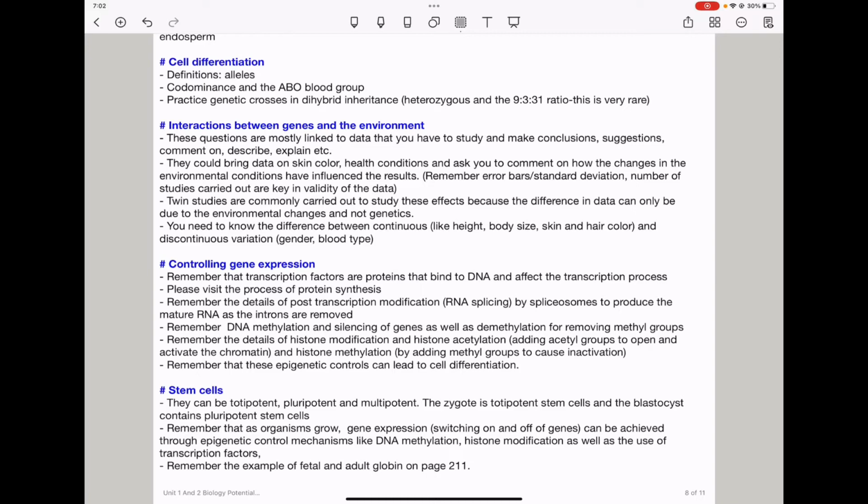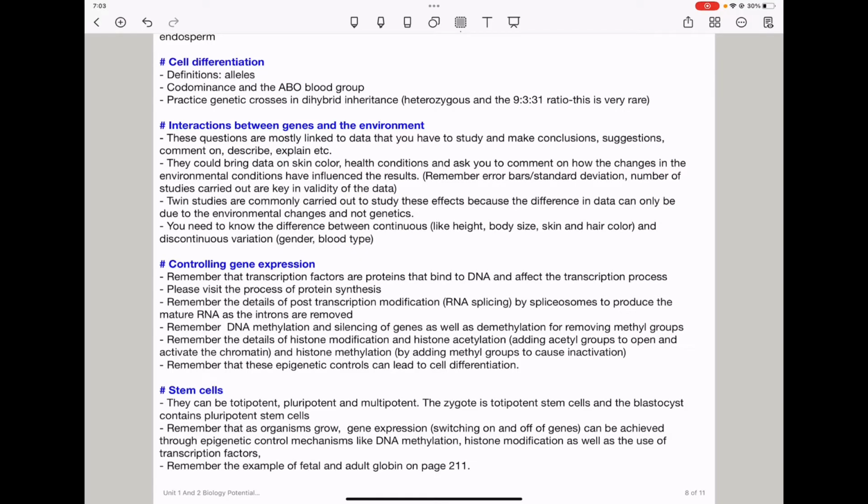Going on to stem cells, and these questions here are very common. Remember, stem cells can be totipotent, like the zygote. They can be pluripotent as well as multipotent. I included that the zygote is totipotent, while the blastocyst contains pluripotent stem cells. You need to remember that as organisms grow, gene expression, which is switching on or switching off of genes, can be achieved.